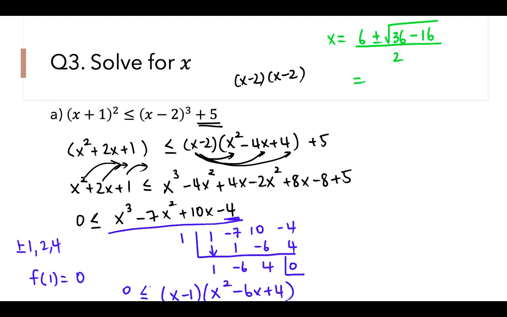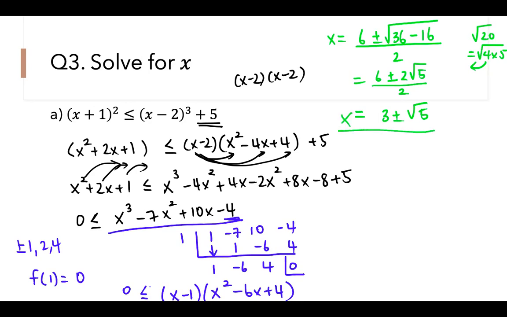Okay, so let's simplify further. 6 plus or minus the square root of 20, so I can find a perfect square. 20 is 4 times 5. So I'm going to bring that to the other side, so it's 2 square root 5 over 2. And I can simplify further. It's going to be 3 plus or minus square root 5. Okay, so we found the zeros.